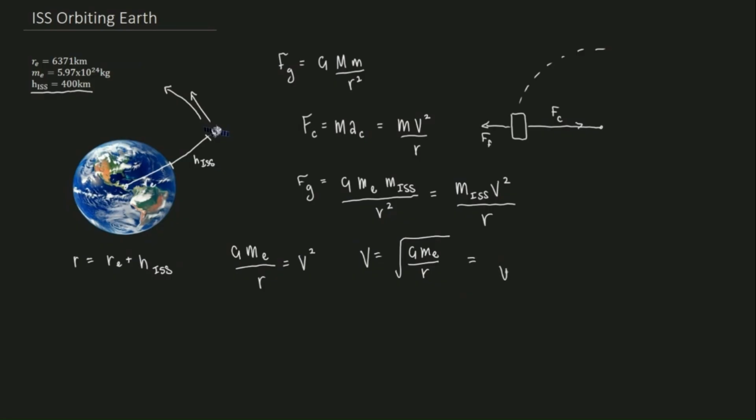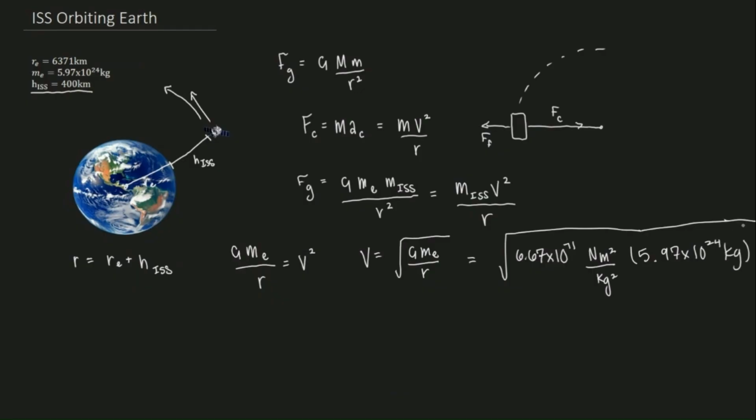I've got the square root of, we'll do 6.67 times 10 to the negative 11. I'm going to include the units, as you know I like to do, to make sure everything cancels. This is Newton meter squared per kilogram squared. This is then going to be multiplied by the mass of the Earth, which is 5.97 times 10 to the 24 kilograms. Big, as rightly so it should be. Way bigger than the space station.